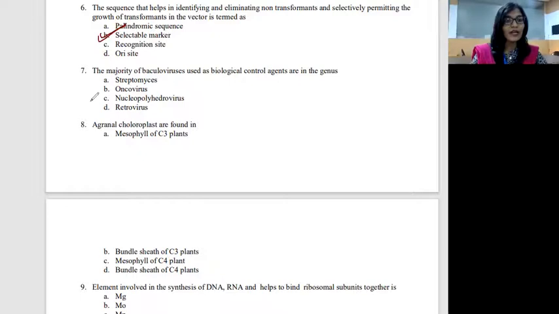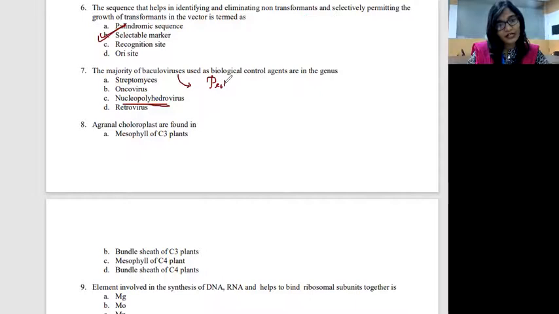Very easy. Okay. The majority of baculoviruses are used as biological control agents. So what are baculoviruses? It's a very important one. They are nucleopolyhedroviruses. Yes, you have to remember. They are usually used as pesticides.